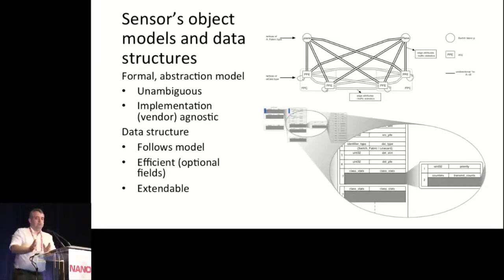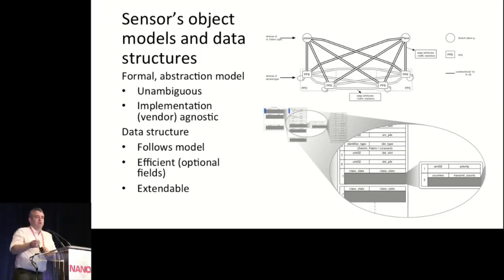And data modeling. I think it is best explained by example. We want, of course, to have it unambiguous, vendor agnostic, or vendor neutral. So we try to model the data as, let's say, a graph. That's an example for the fabric statistics.